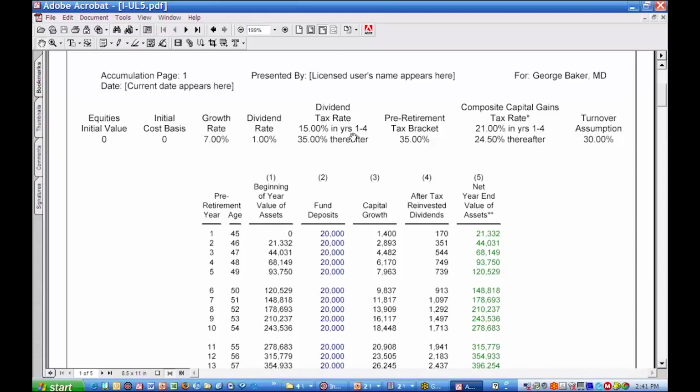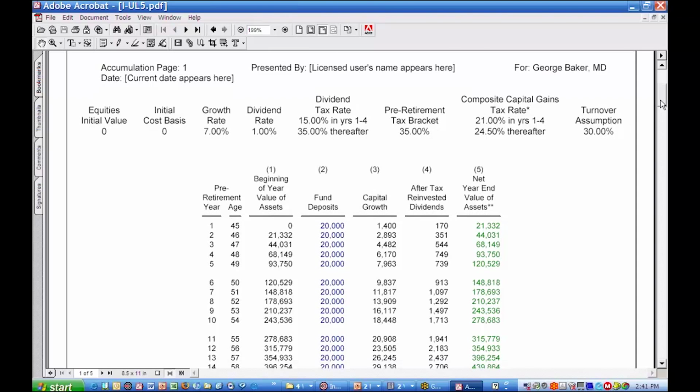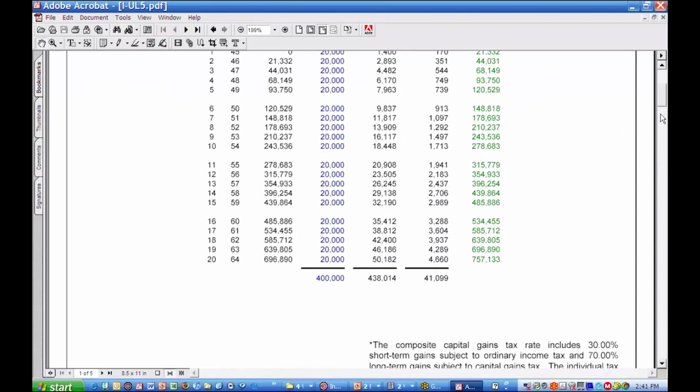Who knows what Congress is going to do to the interest rates? I think we're going to see a spike here, however. I've got a pre-tax retirement tax bracket of 35%, and I got a composite capital gains tax rate, which is an odd combination of some short-term, some long-term. Capital gains low now, probably going up a little bit.